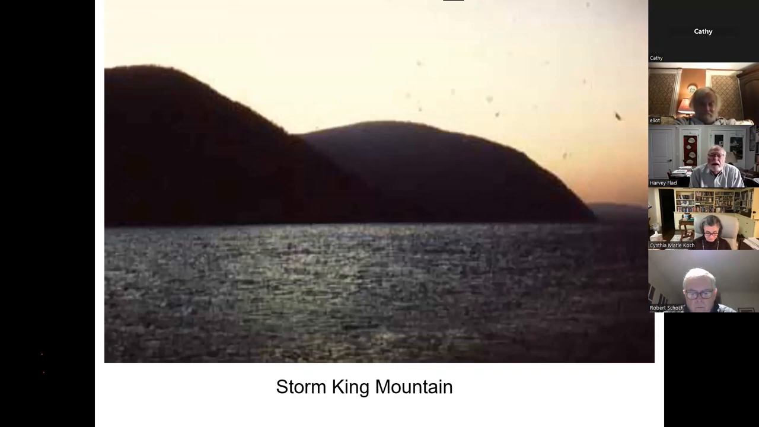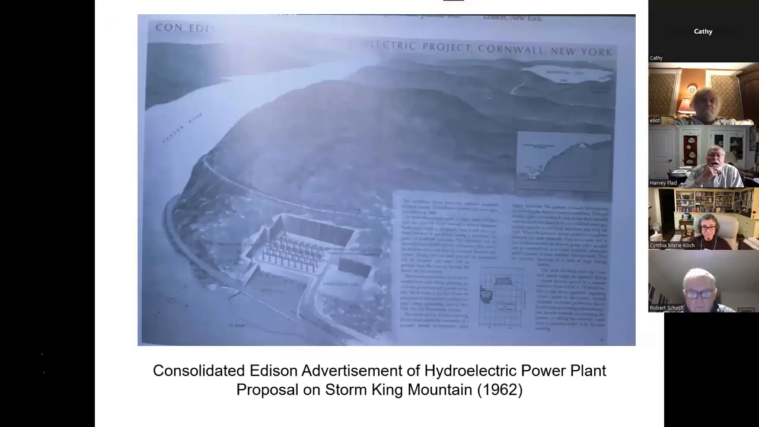And the concern was in many different directions: the concern about the river itself, the fish in the river, and the atmosphere, and so on. But particularly the defacement of the mountain, a scenic treasure, would be part of the problem. So if we have the next slide, please.